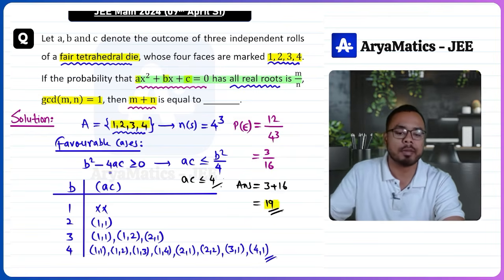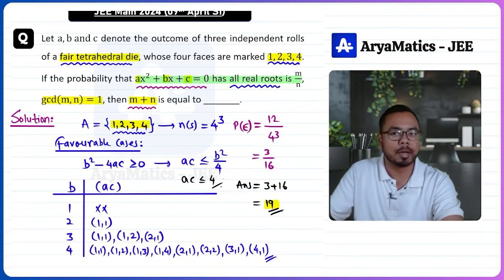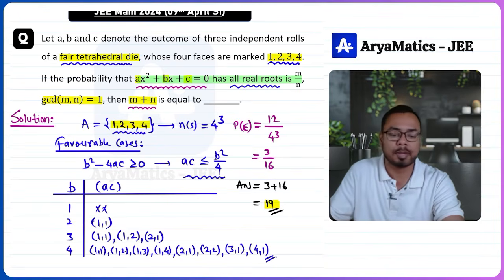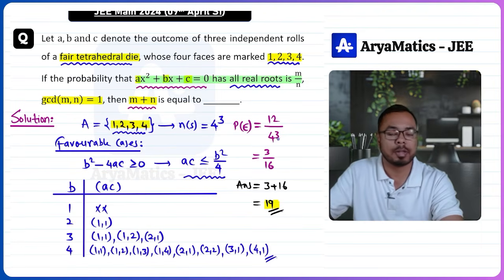Right, so this was a problem where we first use the condition that because it has all real roots, the discriminant must be non-negative. So it will be either positive or 0. And then write the given condition in this form: A into C is less than or equal to B square by 4. And from there you can see that for different values of B, what the different possibilities for AC are. So we got 12 favorable cases, and the total number of quadratic equations is 4 raised to 3. Therefore the probability is 3 by 16 and hence m plus n will be 19, and that is the correct answer for this problem.